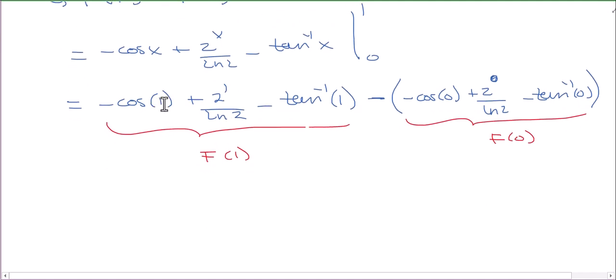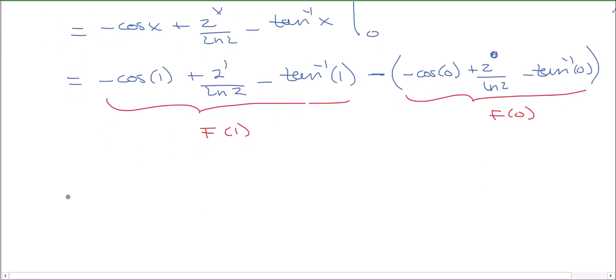1 is not a particular radian angle that we know, so you can just leave it as negative cosine of 1 plus 2 over ln of 2. Inverse tangent of 1, we do know what that is, or we should know, that's pi over 4. Minus cosine of 0, we do know that cosine of 0 is 1, so this will be negative 1, and minus and minus becomes plus 1. Let's take that negative in.